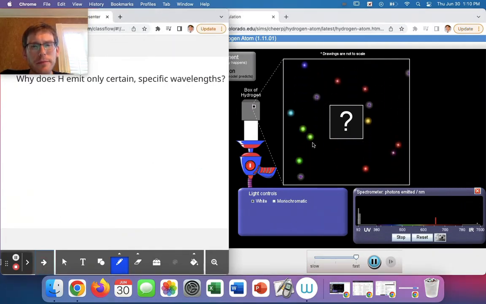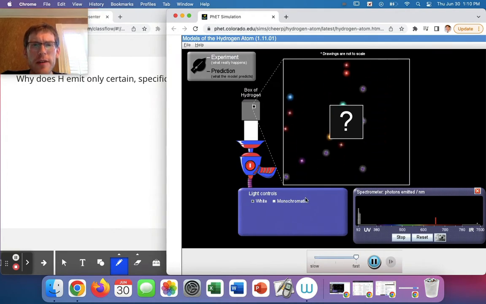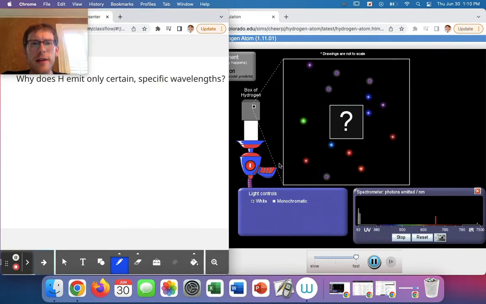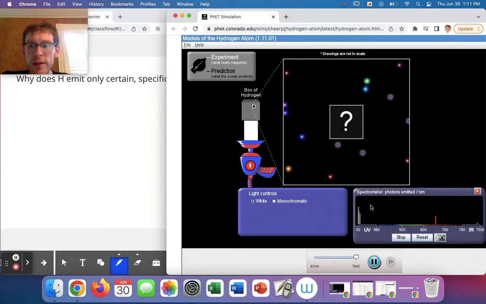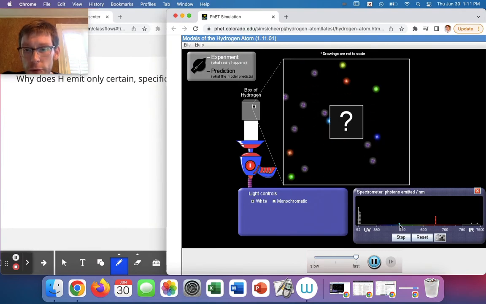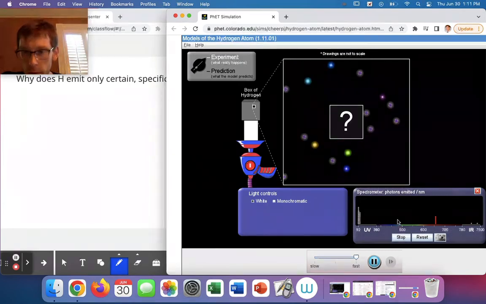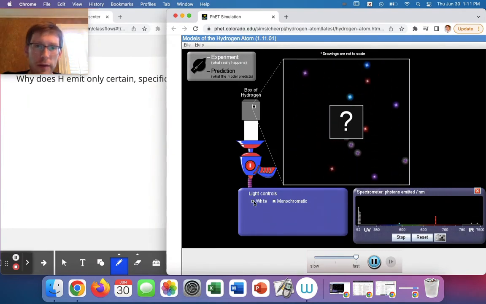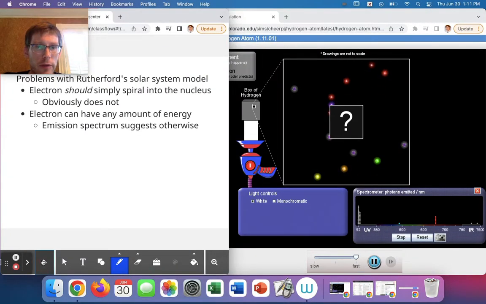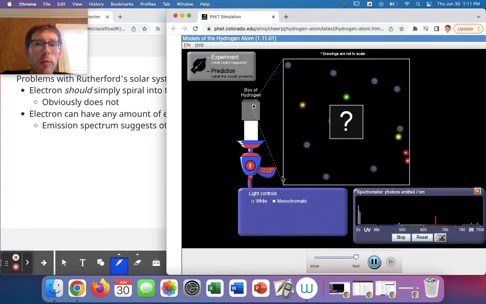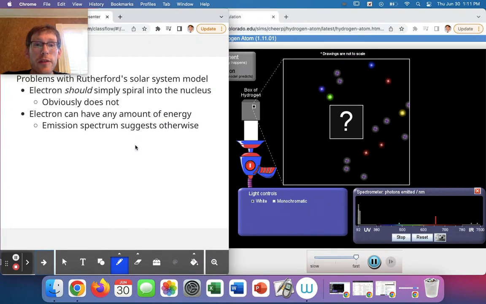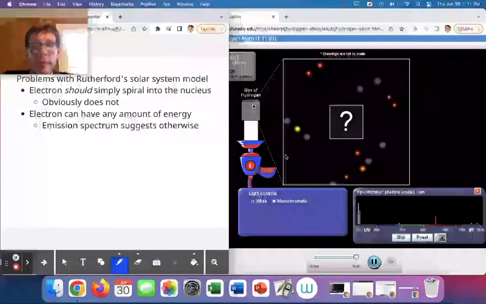But what's interesting about this is you might be wondering, why is it that hydrogen is only emitting certain specific wavelengths of energy? We're not getting the full spectrum here. We're only getting a few specific wavelengths, and here are a couple more, but we're certainly not getting 500, 501, 502, 503, etc. And this is a problem with Rutherford's solar system model of the atom.